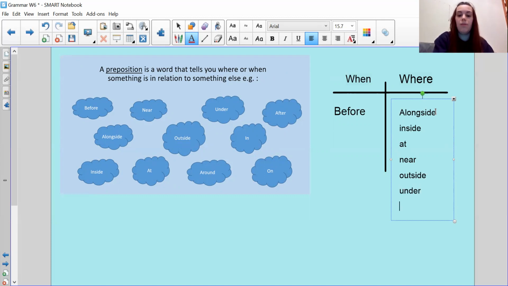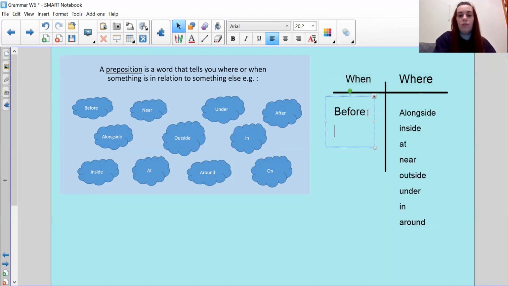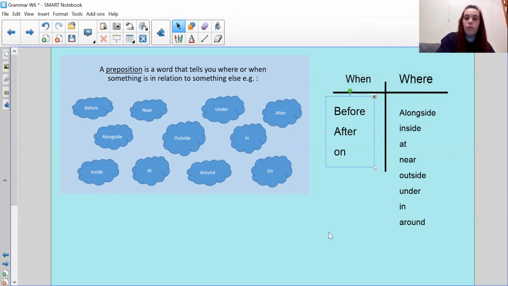In, that tells us where it is. It's in the bag. Around. After, now that tells us when, doesn't it? We've got before, so when something happens, the start, and after, when something's already happened. On, that's a when, isn't it? On Wednesday, on a Tuesday. There's lots of where ones and a few when ones. So these are how you would use these words.